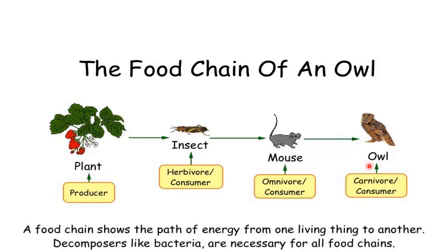So this is the food chain that is shown here, and beneath it, it says that a food chain shows the path of energy from one living thing to another. Decomposers like bacteria are necessary for all food chains. This is some extra information.